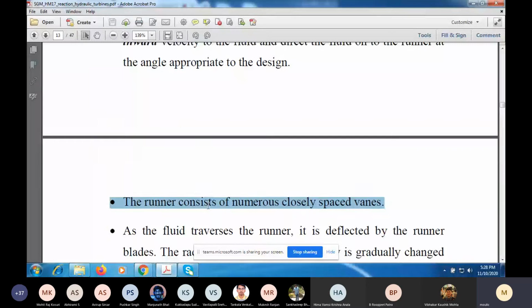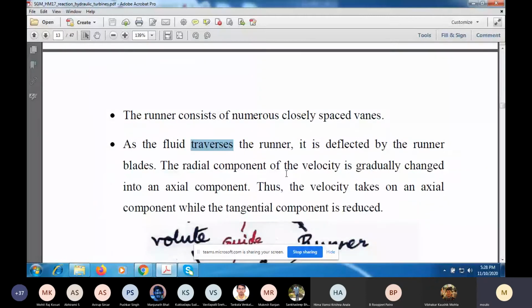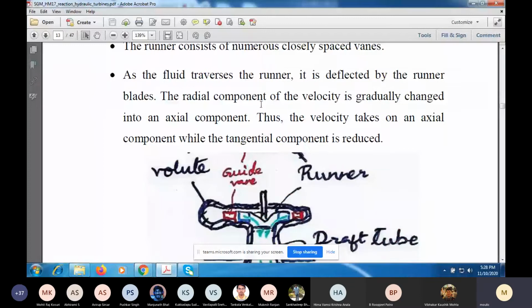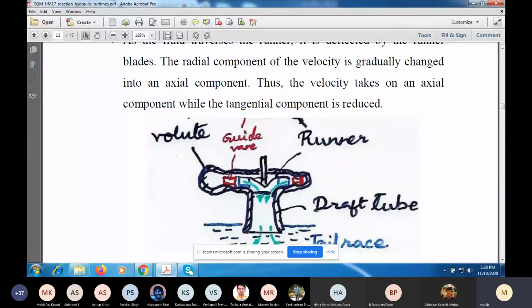The runner consists of numerous closely spaced vanes. So as the fluid traverses the runner, it is deflected by the runner blades. And what happens, as you can see in this figure, the radial component of the velocity is reduced and is gradually changed into an axial component. So at the entry to the runner, you don't have an axial component of velocity. You just have a V_r and a V theta, a radial velocity and a tangential velocity. But when it goes out of the runner, it does not have any radial velocity. The radial velocity is 0, but it has acquired an axial velocity.